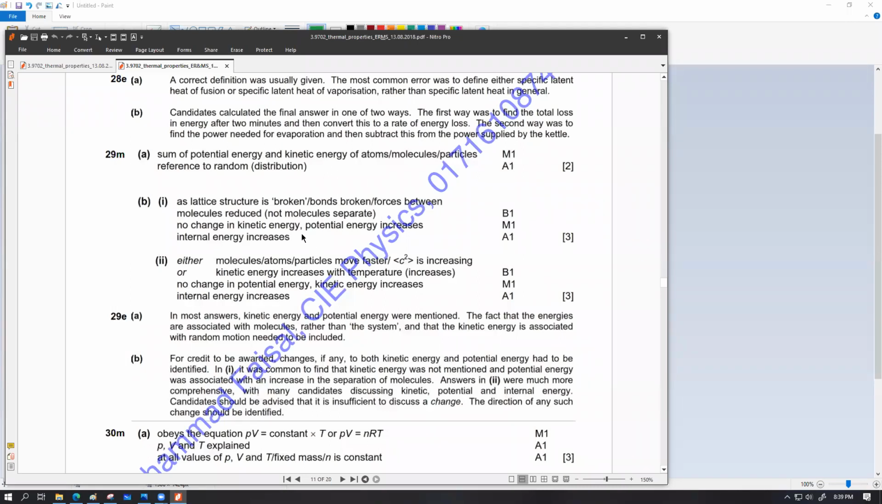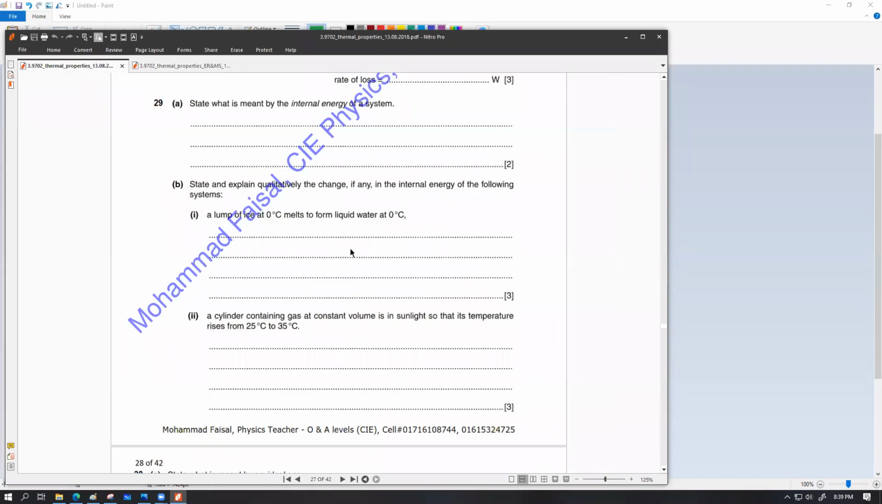না, ঠিকই তো আছে, এখানে ওরা সেপারেশন কথা বলছে: lattice structure is broken, bonds broken and force between molecules reduced, not molecule separation. So that's really weird. What this mark scheme is implying is that you cannot use the term that the molecules got further apart, because this is melting now. Yes, okay, fine, I got my point. I was a bit confused, but now it makes sense in my head.